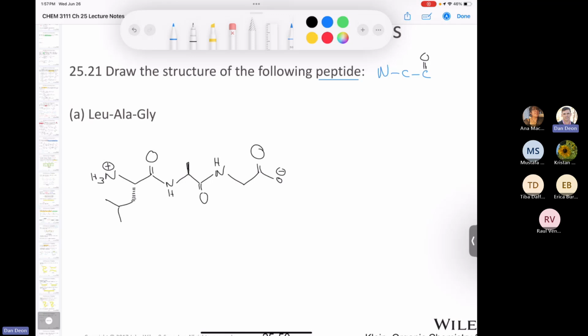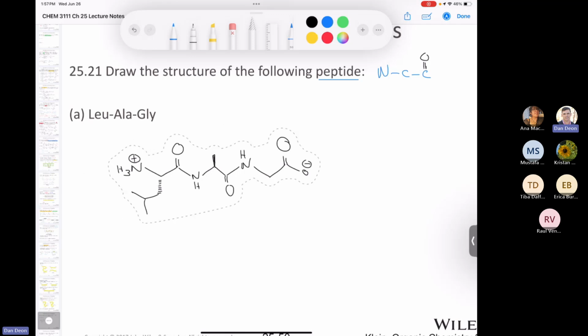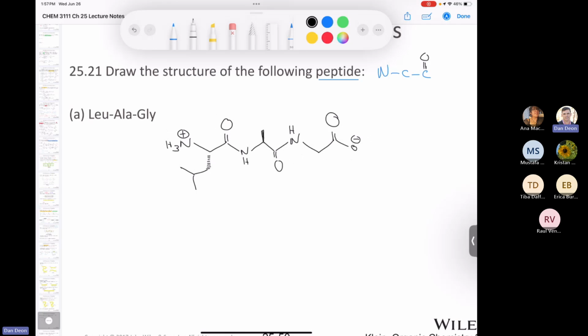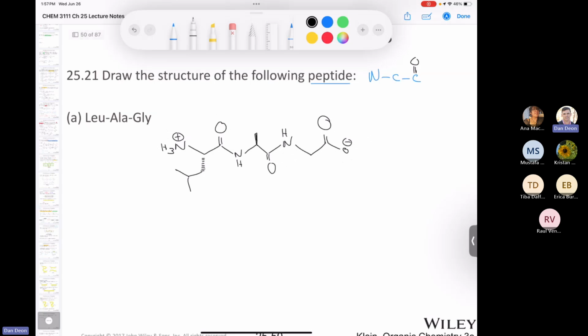Now there's nothing wrong with the way I did it, okay? But you guys have been studying organic chemistry long enough to know that it would be okay if I went N to C, right? N, C carbonyl, N, C carbonyl. There's nothing wrong with writing it that way. So now I'm going to finish my N terminus. I'm going to finish my C terminus.